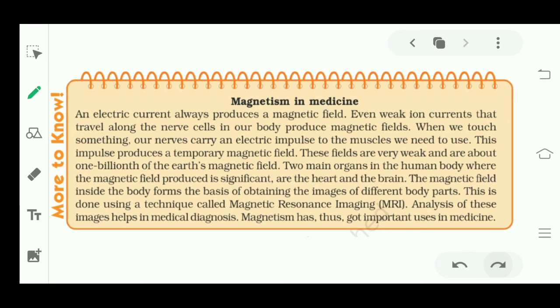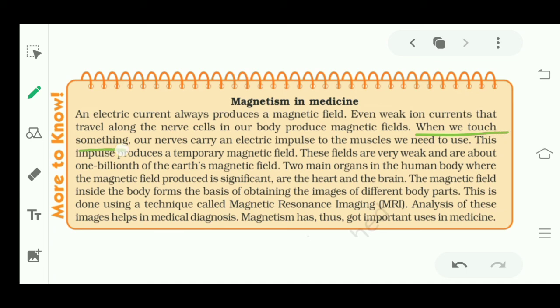Now let's read what is written here. An electric current always produces a magnetic field. We know that. Even weak ion currents that travel through the nerve cells in our body produce magnetic fields. In our body, there are nerve cells, and in those nerve cells there are weak ion currents that produce a magnetic field, right? When we flow current in a straight current-carrying conductor, a magnetic field is produced. Like that, our nerve cells have some ion currents that produce magnetic fields, right?